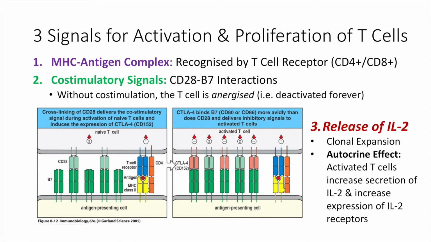There are three signals required for the activation of T cells. The first is that the T cell receptor, whether it's CD4 or CD8, must bind to the MHC complex by which the antigenic peptide is being presented. The second signal for activation of the T cell is what we call co-stimulation, and this is offered by the CD28-B7 interactions.